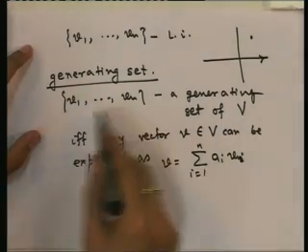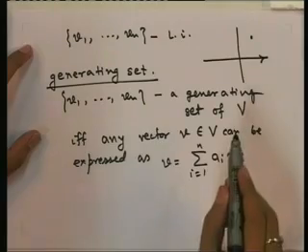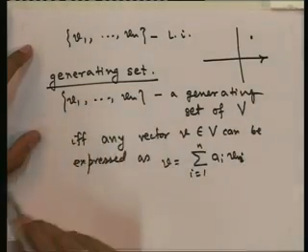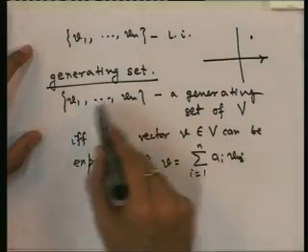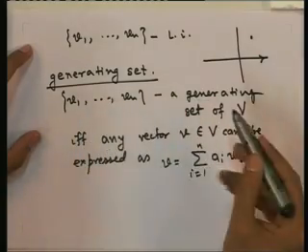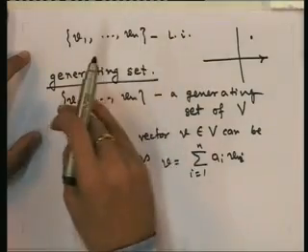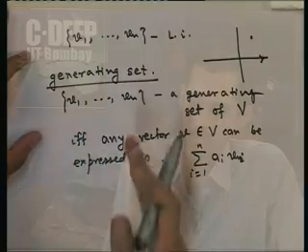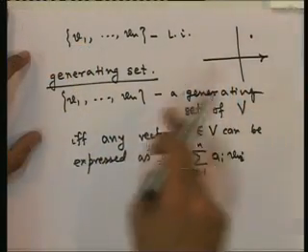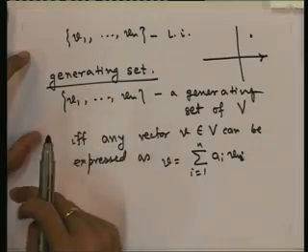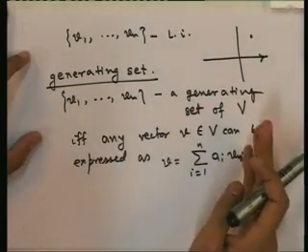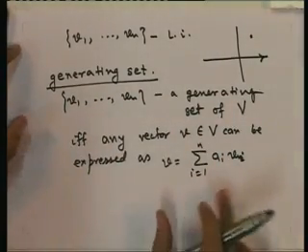So if this set is such that any vector here can be expressed as a linear combination of these vectors, then this set of vectors will be called a generating set of this vector space. That means all the vectors in this vector space are generated by these vectors. We say that in different ways: this vector space is generated by these vectors, or these vectors generate this vector space.